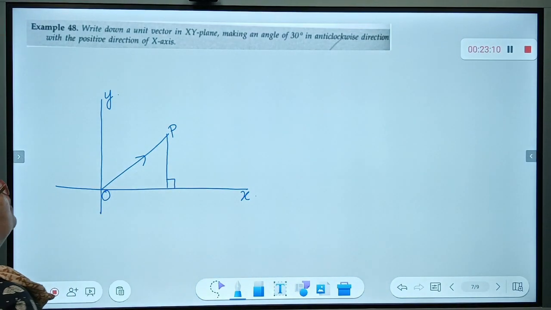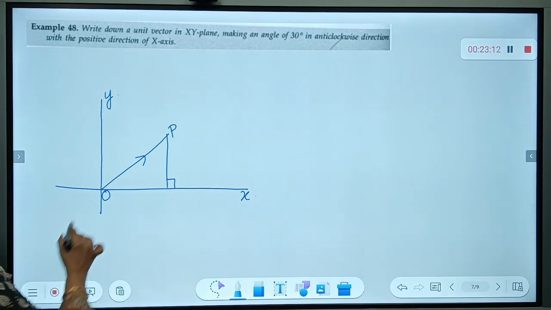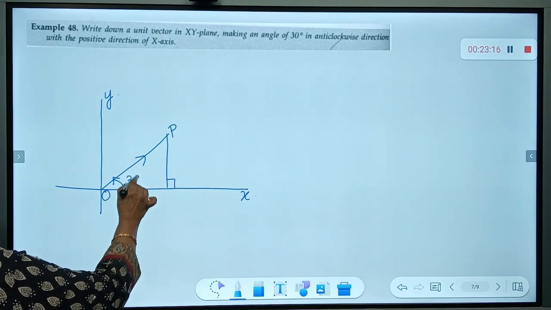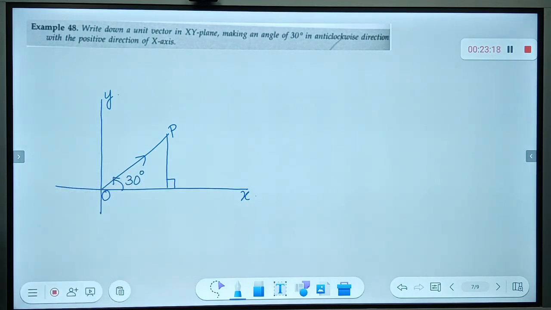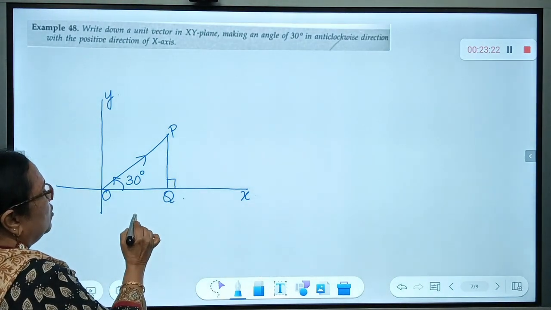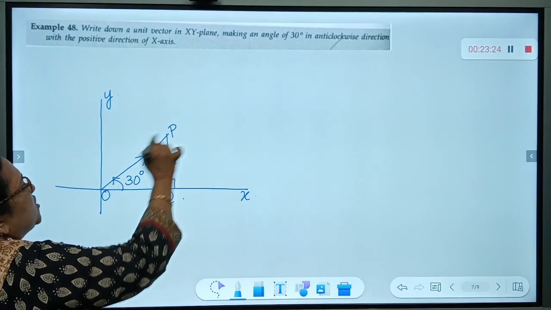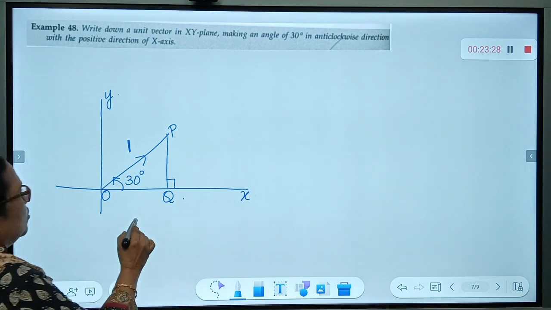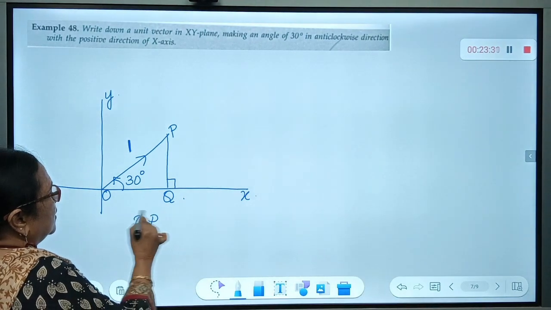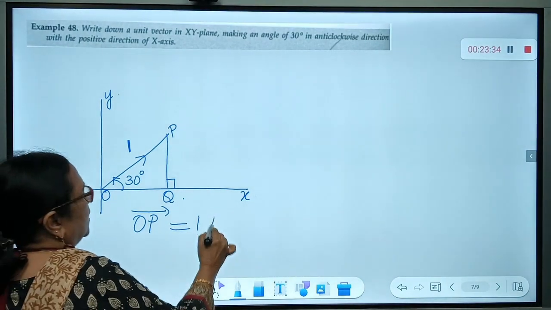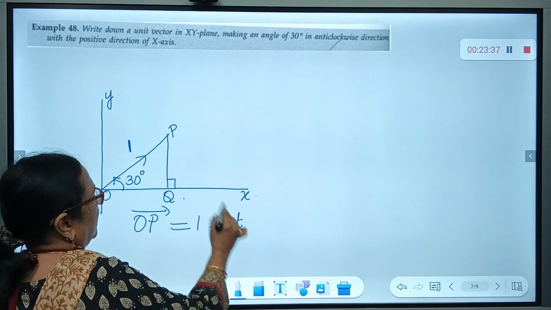Okay, and then it is making an angle of 30 degrees in the anti-clockwise direction. Let this point be Q. So, since OP is a unit vector, its length is 1 unit. So, OP vector is equal to 1 unit, as it is a unit vector.